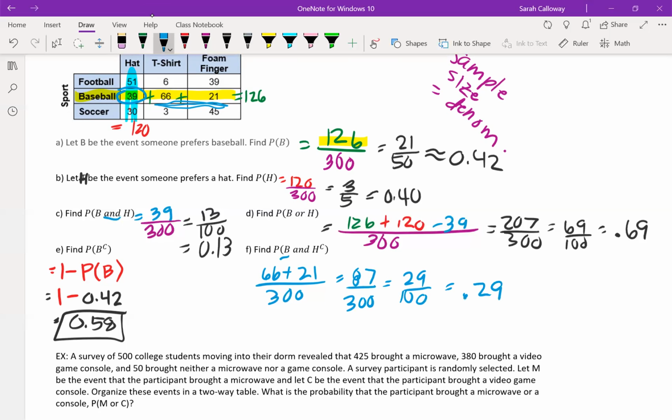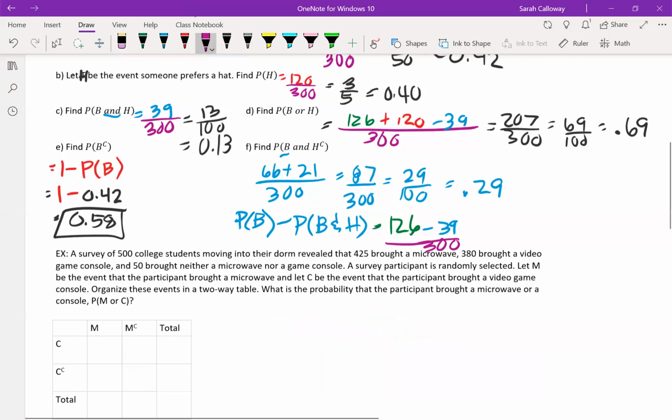The other way that we could do this is it could be written as the probability of B minus the probability of B and H. Okay, so instead of just adding up the two that didn't like hats, we could have taken the whole probability, the 126, and subtracted the 39 divided by the 300. And we would still get that same answer of 0.29.